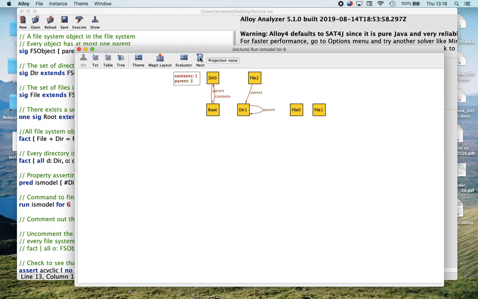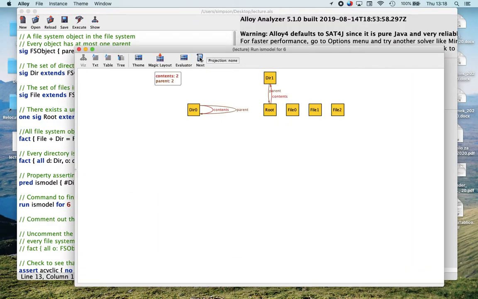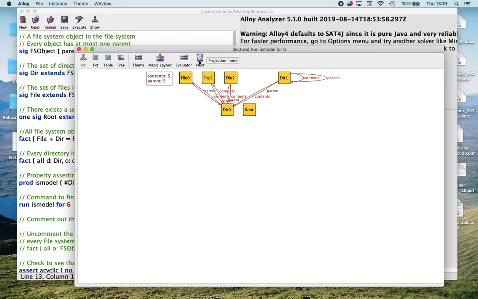We could try and look at some more models. Okay, so it's pretty similar, but again we've got a directory that this time is its own contents. We don't want that sort of thing. Yes, and here we've got some more loops. So we've got some axioms missing. So what sort of axioms might we want to add?